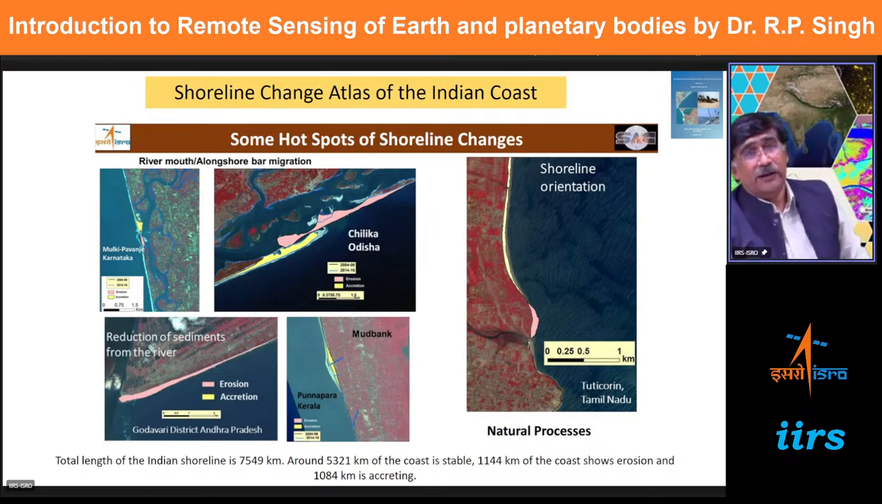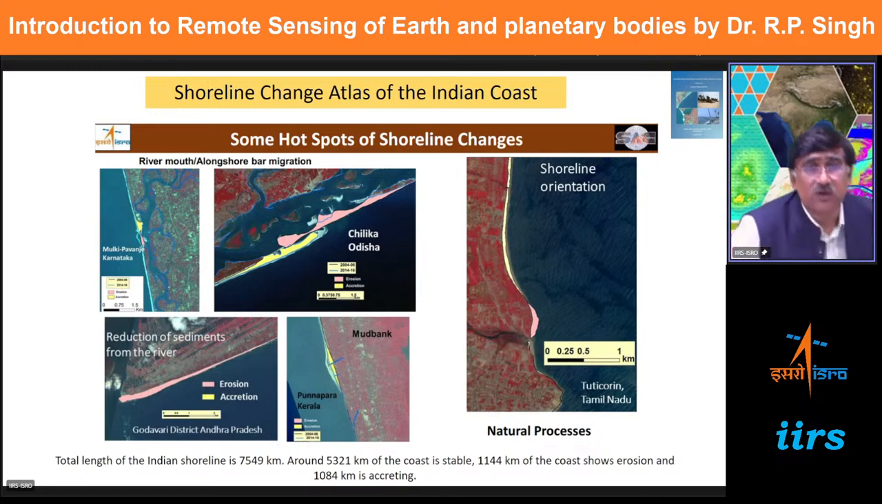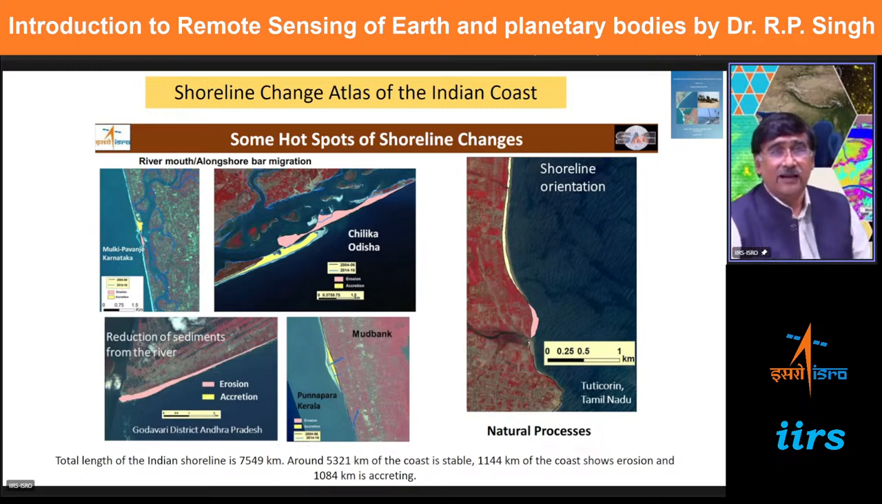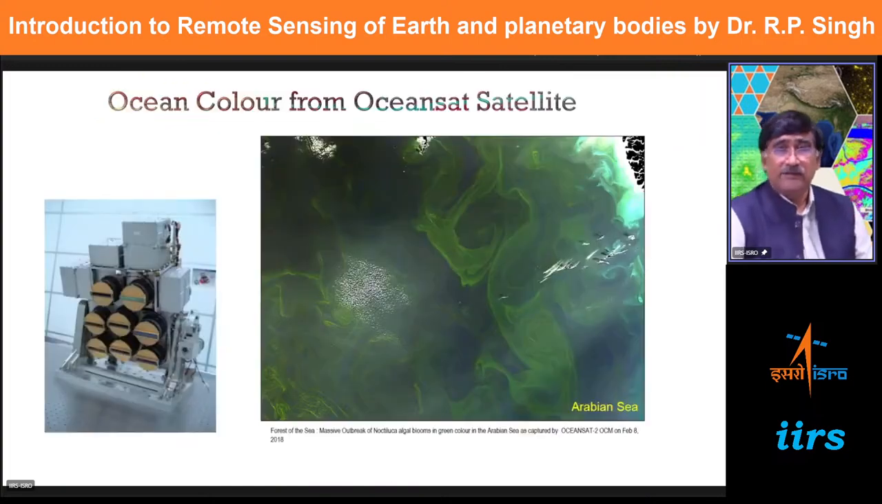Shoreline change is a very natural process. Many times anthropogenic activities cause these changes, and this needs to be monitored. And these satellites, the Resourcesat satellites, are helping in seeing how the shoreline change is taking place.